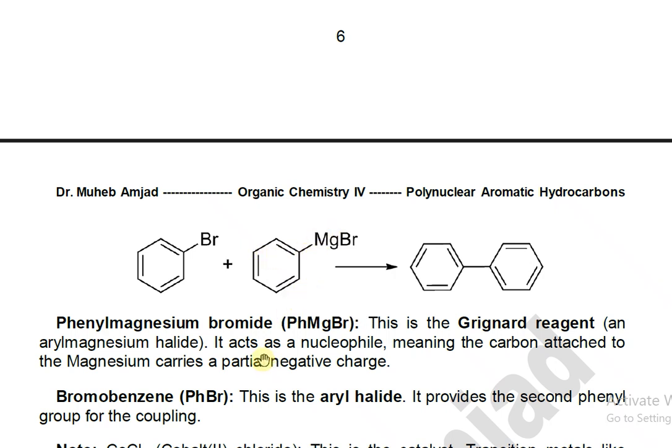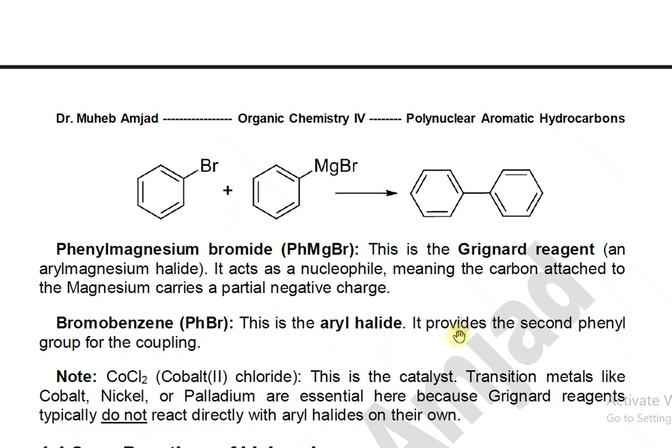Okay, it acts as a nucleophile, meaning the carbon attached to the magnesium carries a partial negative charge. Here, this phenyl is negatively charged, so it will act as a nucleophile. The bromobenzene here, the aryl halide, provides a second phenyl group to the coupling. Okay, for this coupling.